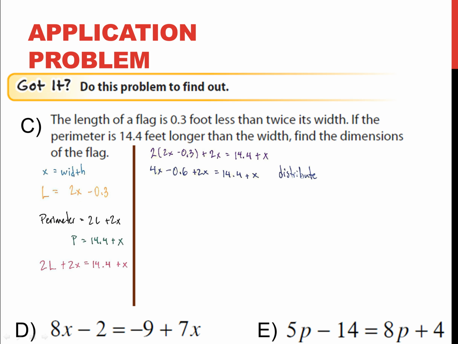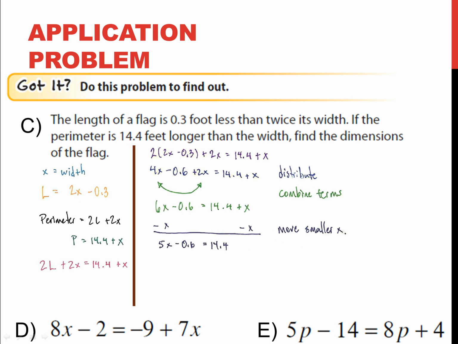So I'm going to distribute the 2. 2 times 2x is 4x, and 2 times 0.3 is 0.6, plus 2x. All right, combine those terms together to get 6x. 4x plus 2x on the same side, same operation, I'm going to combine those together. And now I'm going to move the smaller x, which in this case is the single x, or the 1x. So I subtract that from each side. And whew, that gives me a 2-step equation.